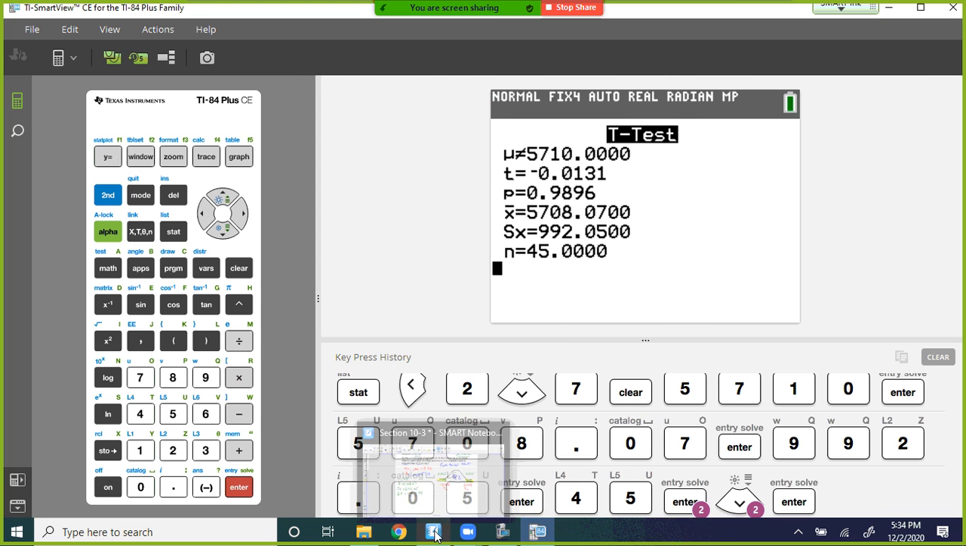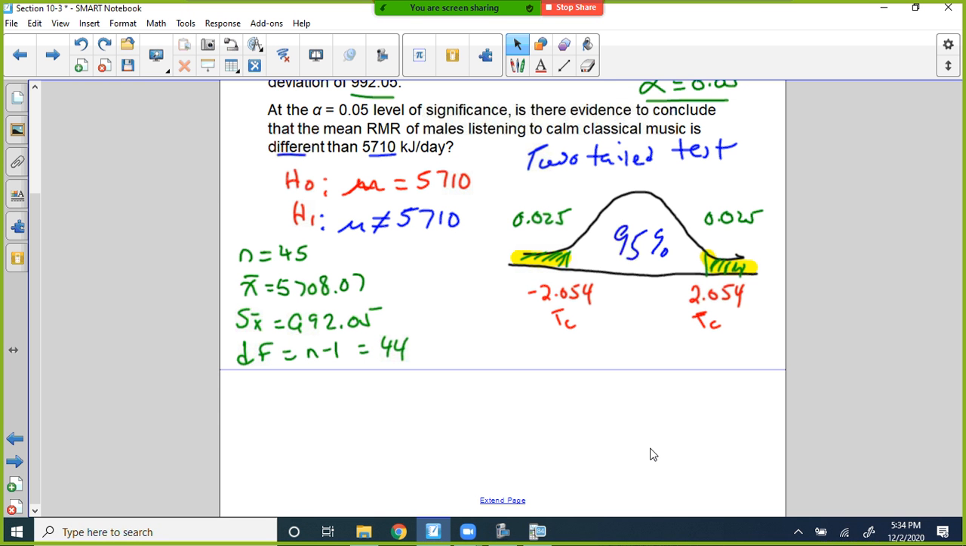Let's go back to our drawing, because I got to fill in some stuff. Now, we got a t sub 0 out of our calculator that said it was negative 0.0131, right? Now, where does that value fall with respect to my chart that I just graphed up here? Look at my T criticals on the left and the right. Do they fall in those regions? Does that negative 0.0131 fall within there? Does it fall in the yellow? It doesn't. That's exactly right.